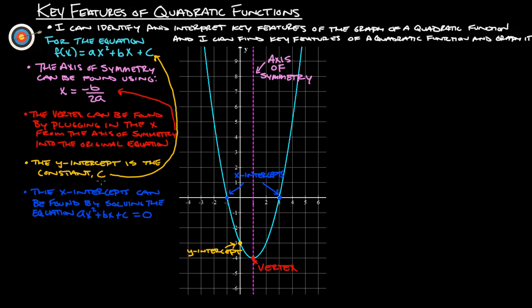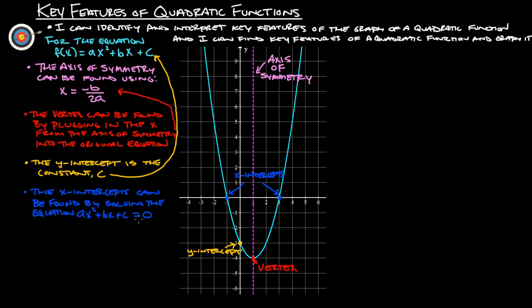The y-intercept is simply going to be whatever this constant c is, and that's something that's new for us, to find that y-intercept. So whatever this number is here, that's what our y-intercept is going to be, as long as we have it in standard form.